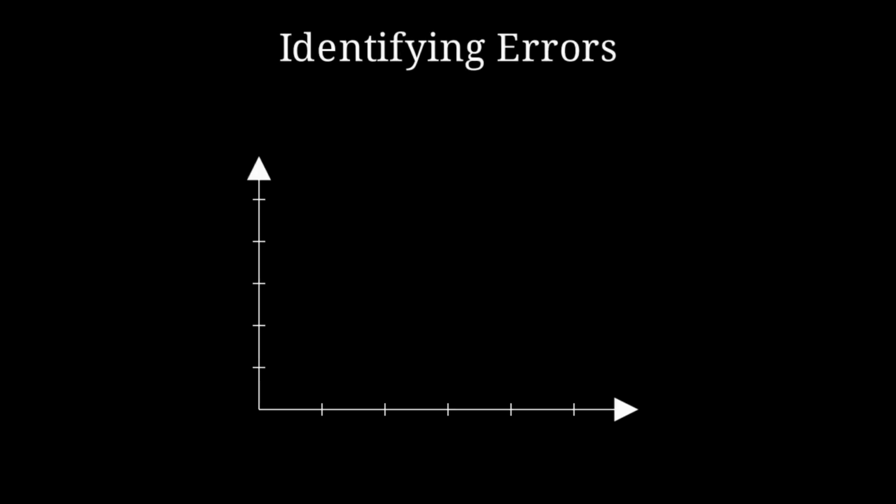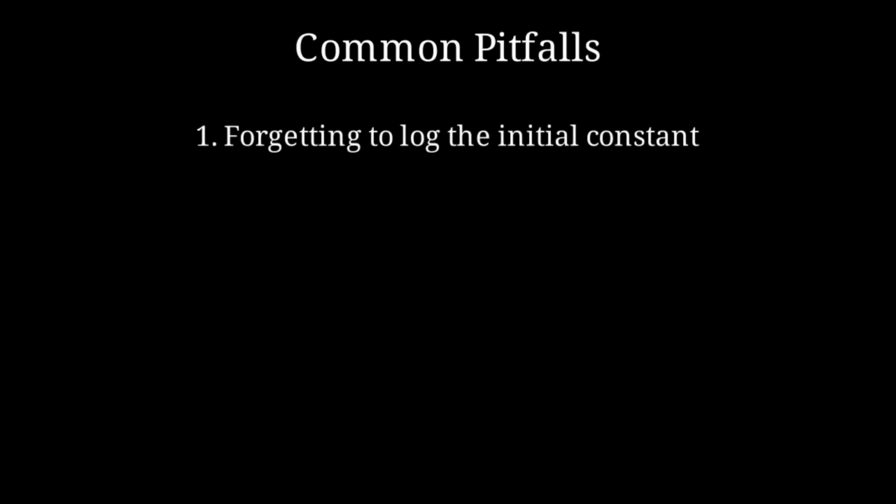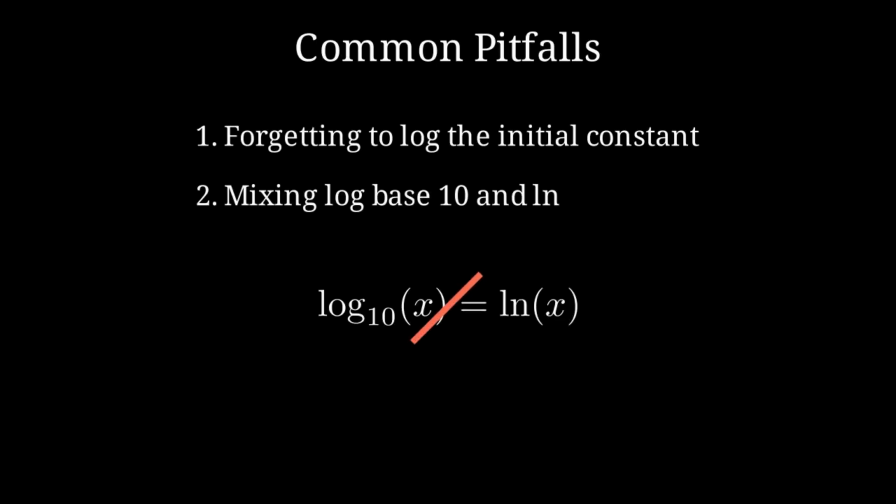A major advantage of the linear form is that errors, or residuals, are much easier to see. On an exponential curve, small errors at high values look huge, but in log form, they are standardized. Be careful! A common mistake is forgetting to take the log of the initial constant, p0. Also, ensure you stay consistent. If your growth uses e, use the natural log, not log base 10.